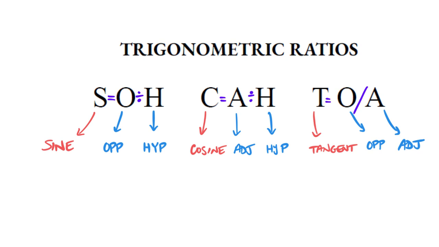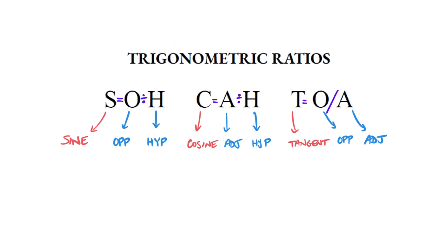You'll notice that in all 3 of those ratios, no pair is duplicated. So just to make sure that we're good, you take a look in the first 3. That is an O and an H. The next 3 is an A and an H. The only matchup I haven't used is opposite and adjacent.